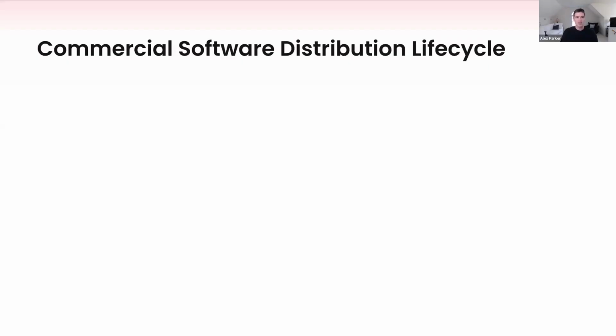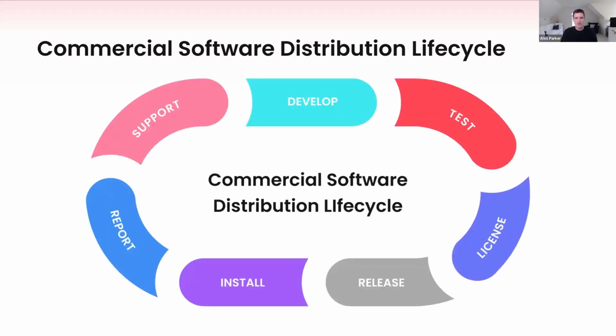So I'll start by talking just real quick about the commercial software distribution lifecycle. This is something that we talk about a lot at Replicated. You'll see this on our website and other materials. But much like the software development lifecycle that you might be familiar with, this is a lifecycle for delivering commercial software to customers. And so this covers the different phases of that lifecycle: developing the application, testing it, licensing it for your customers, releasing it to them, then customers installing that application, reporting back on the health and uptime and different things like that for the application, and then finally supporting the application in customer environments.